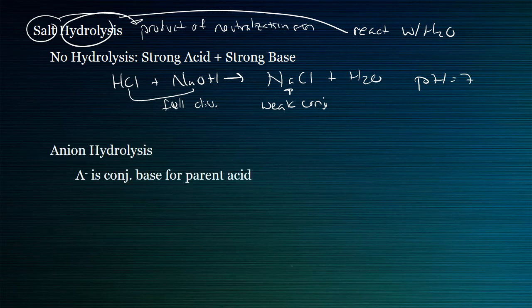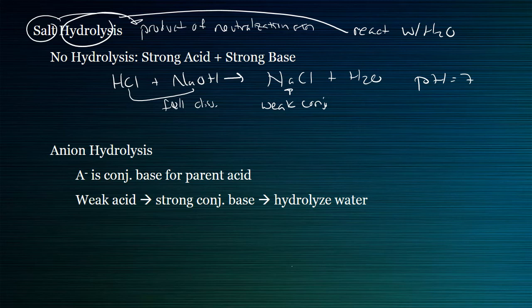Anion hydrolysis. So an anion, which means you have a negatively charged species, is the conjugate base for the parent acid. So that means it's the ion from the parent acid when it dissociated. If you have a weak acid, you're going to have a strong conjugate base, and that means you're going to hydrolyze water. So an example, generic, you have your anion, and it's going to react with water to reform your original acid and a hydroxide ion.